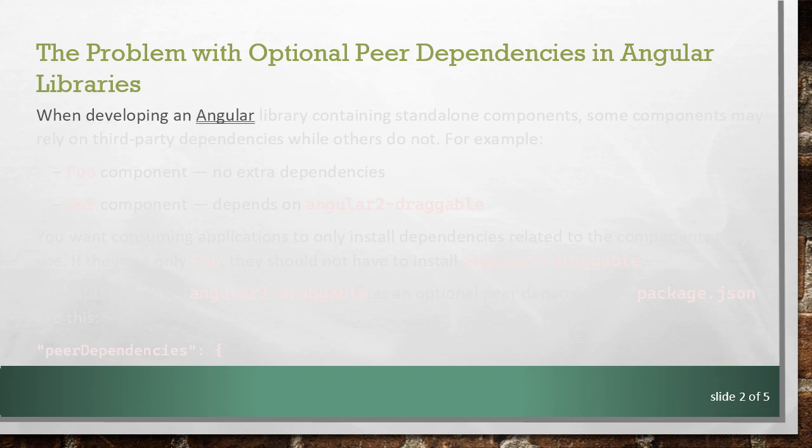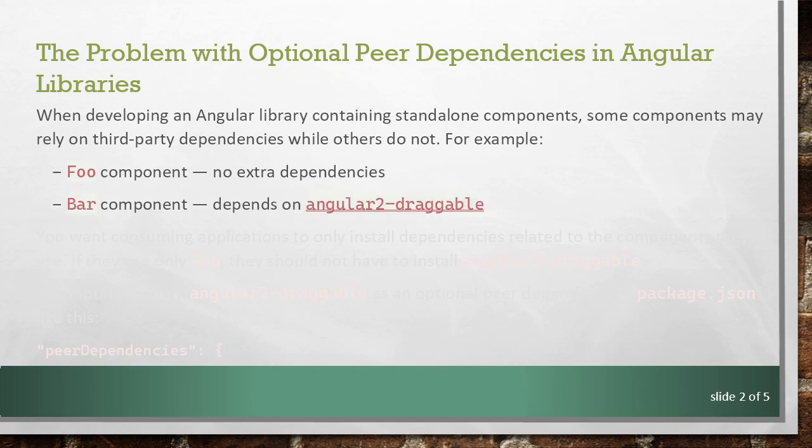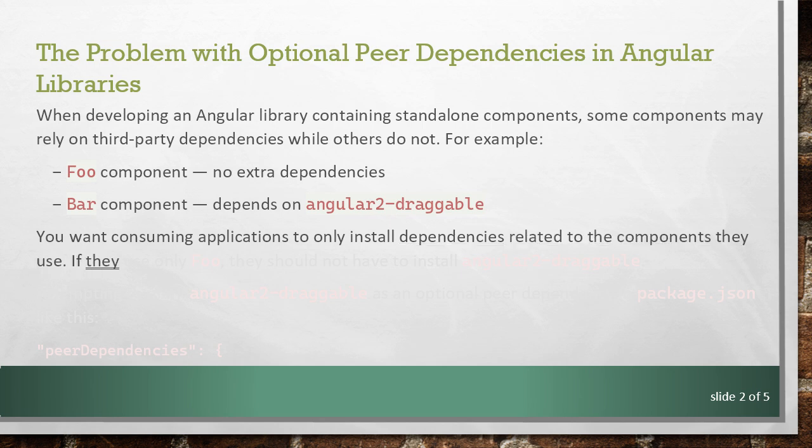When developing an Angular library containing standalone components, some components may rely on third-party dependencies while others do not. For example, Foo component, no extra dependencies. Bar component depends on ng2-draggable. You want consuming applications to only install dependencies related to the components they use. If they use only Foo, they should not have to install ng2-draggable.